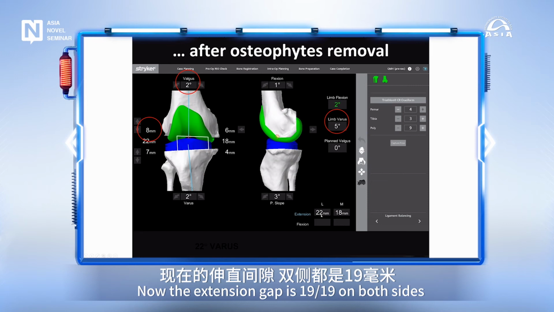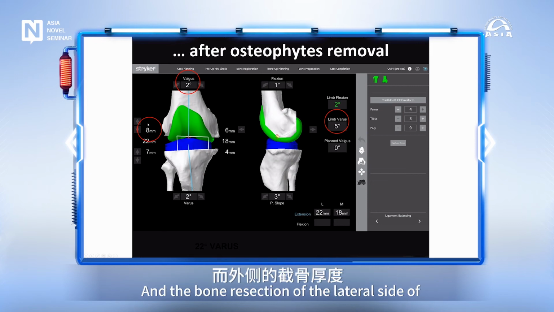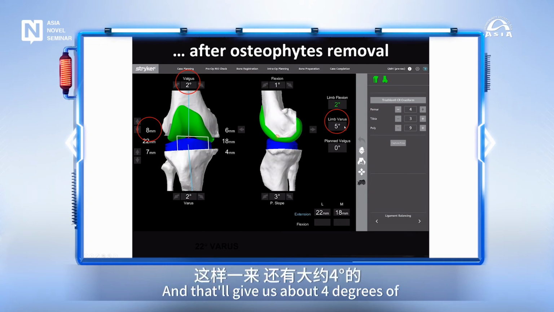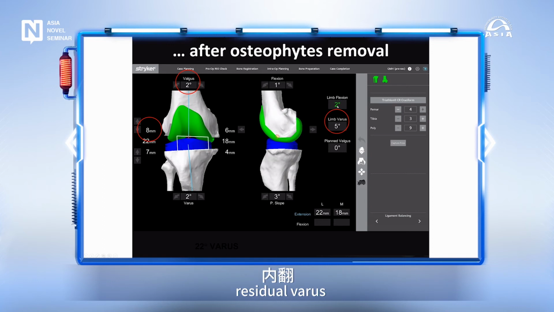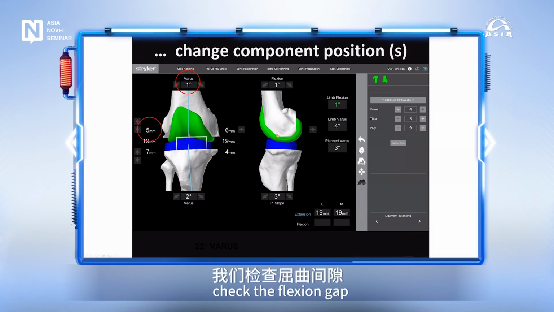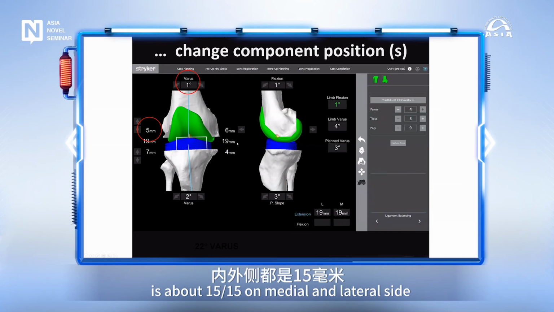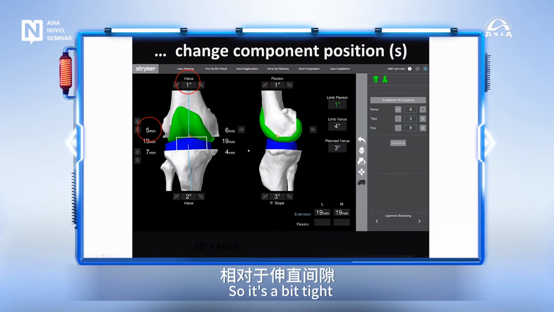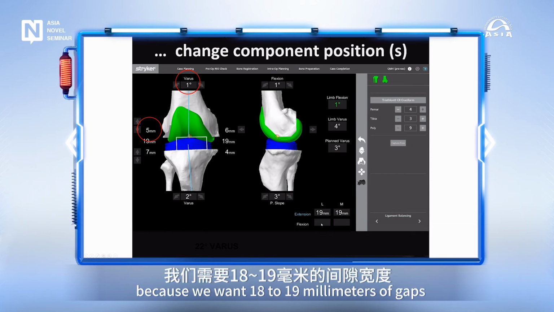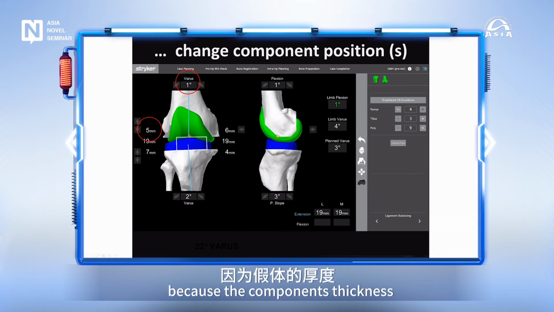Now the extension gap is 19-19 on both sides, and the bone resection of the lateral side femoral condyle is reduced. And that will give us about 4 degrees of residual varus and 1 degree of flexion contracture, which is negligible. And then we check the flexion gap. You can see the flexion gap is about 15-15 on medial and lateral side. So it's a bit tight compared to the extension gap because we want 18 to 19 millimeters of gaps because the combined component thickness and the poly is about 19 millimeters.